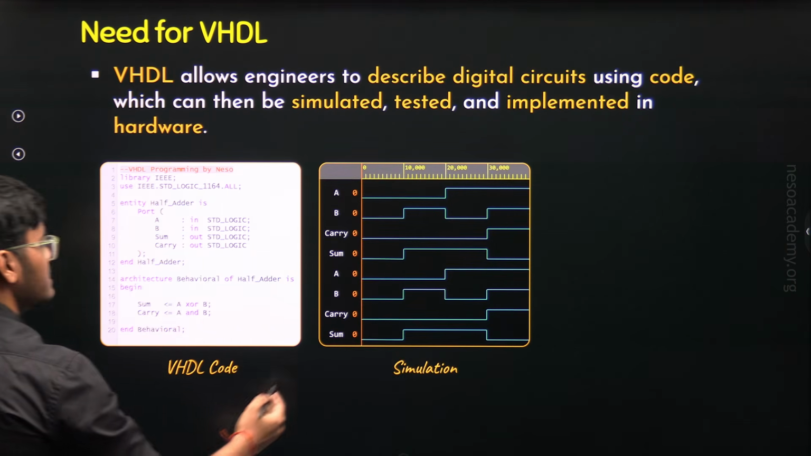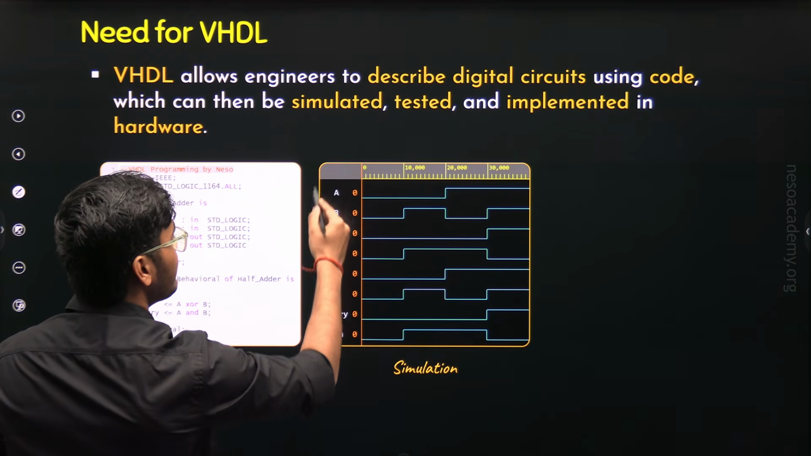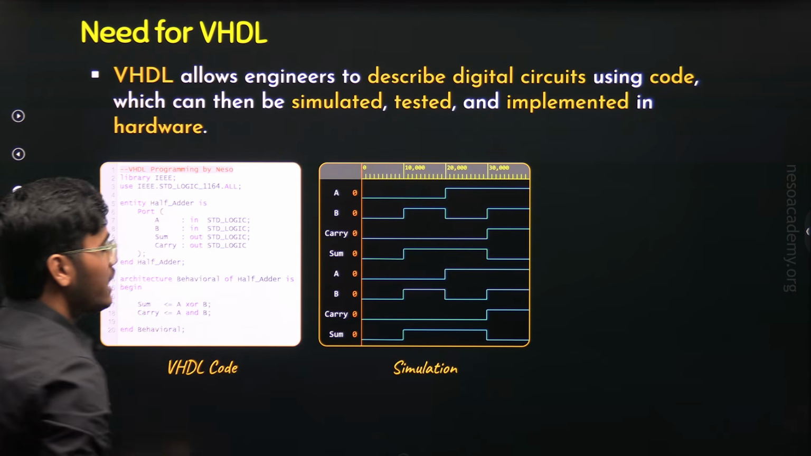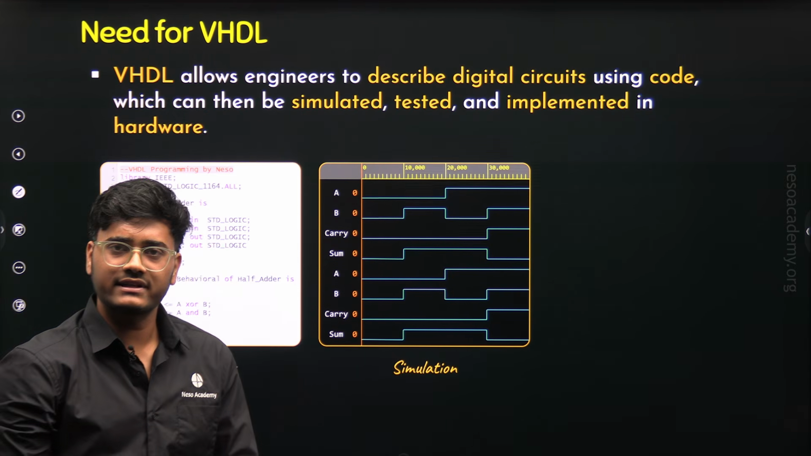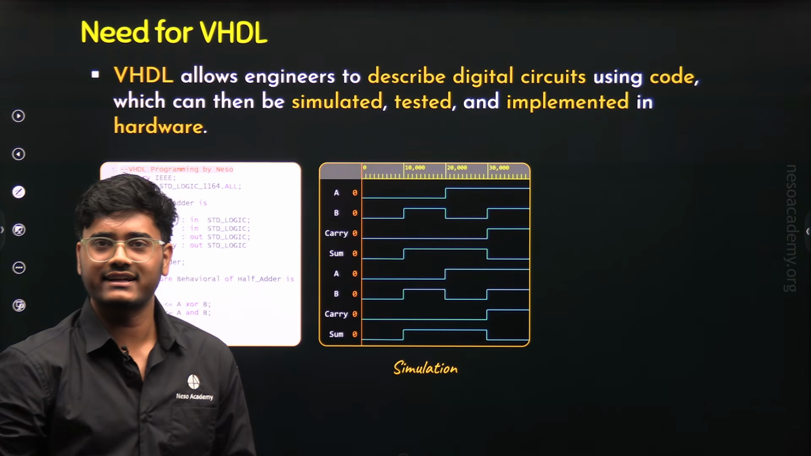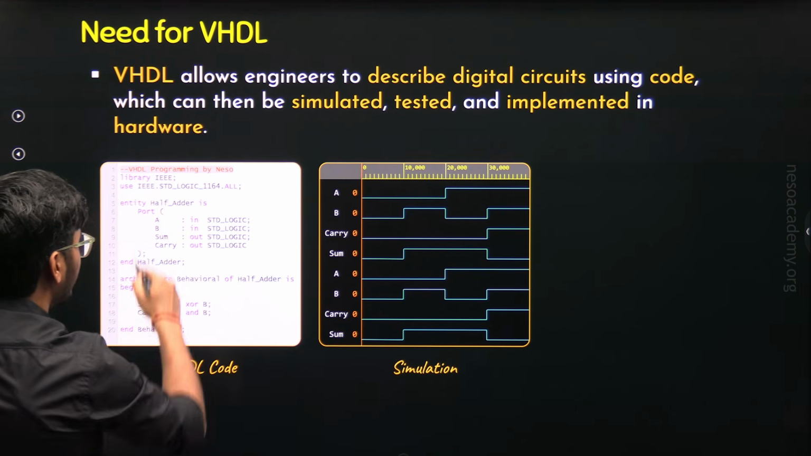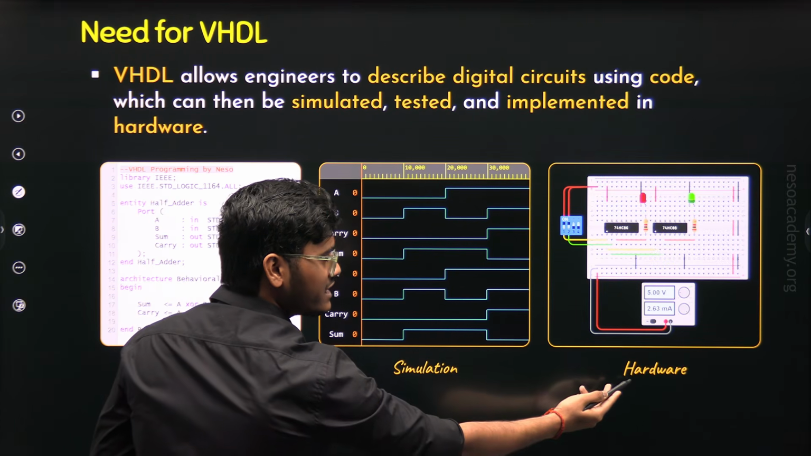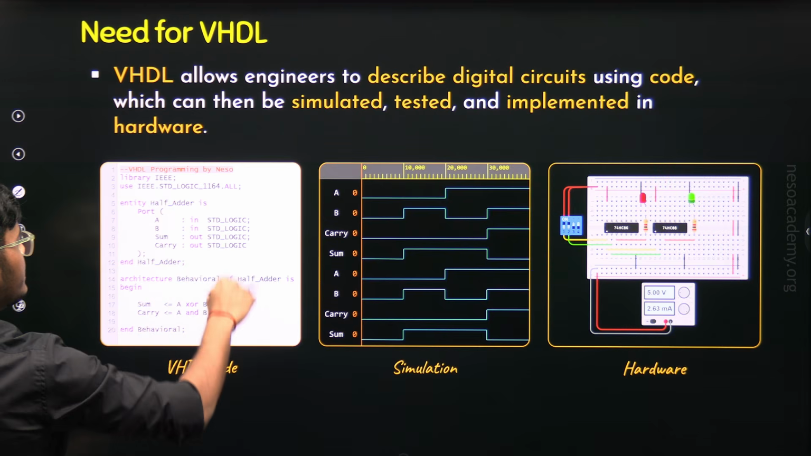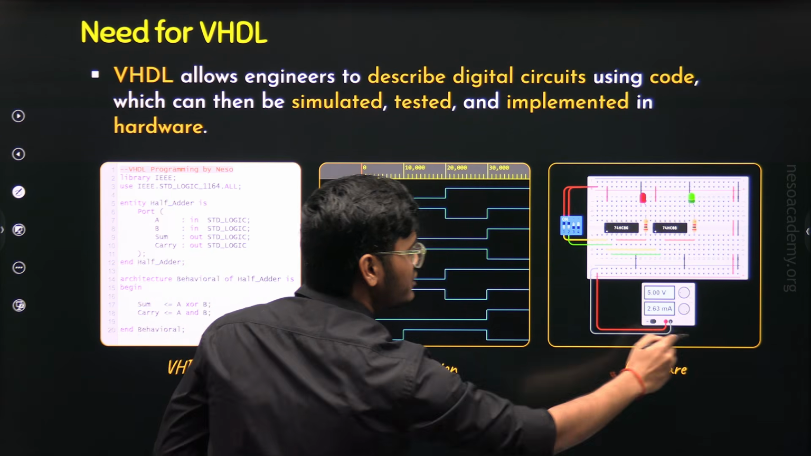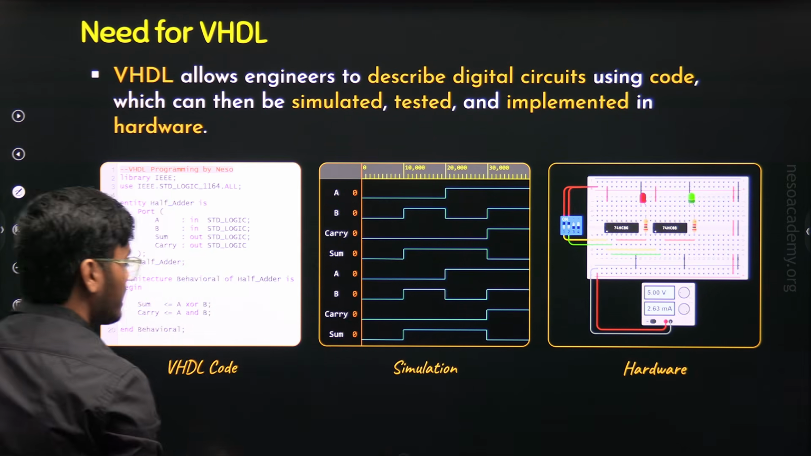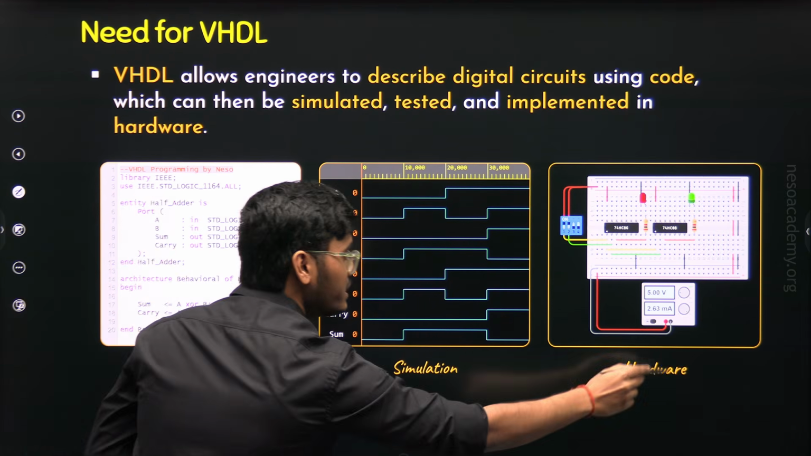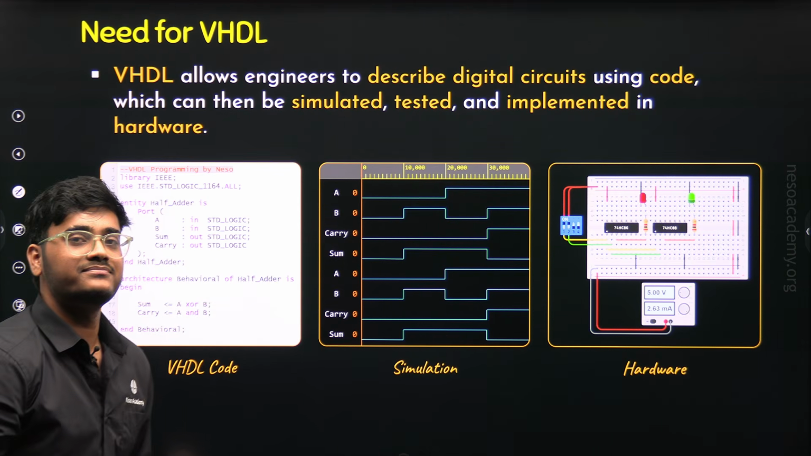Now, our second step is simulation. Over here, different input signals are applied to the design, so the output can be observed. If the output matches the expected results, then we can say our code is correct. If not, then we need to debug and modify the code. Then our last step is hardware implementation. Over here, the same VHDL code is converted into actual hardware configuration. Now, using this flow, engineers can design, test, and implement difficult hardware circuits.